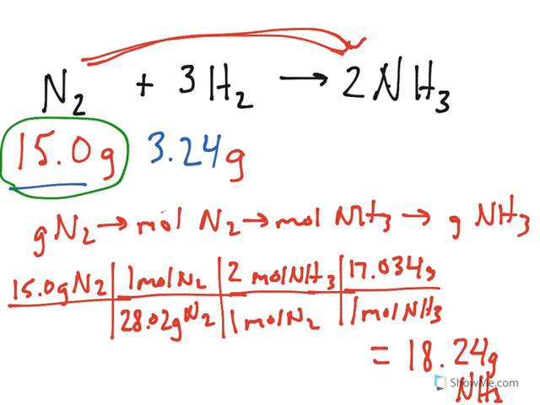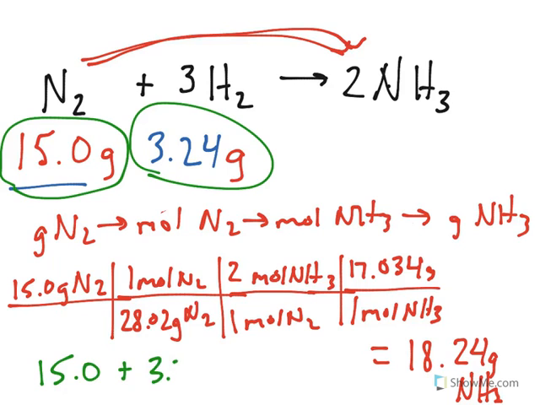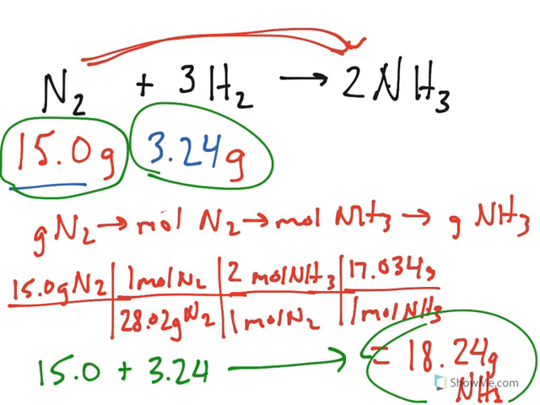Now, this actually makes sense given the law of conservation of mass. 15 grams of nitrogen went in, and additionally 3.24 grams of hydrogen went in, so the amount of mass that goes in has to equal the amount of mass that comes out. And since 15 plus 3.24 is 18.24, it is logical that 18.24 grams of NH3 would be produced. But in a situation like this, you're able to solve that problem either way.